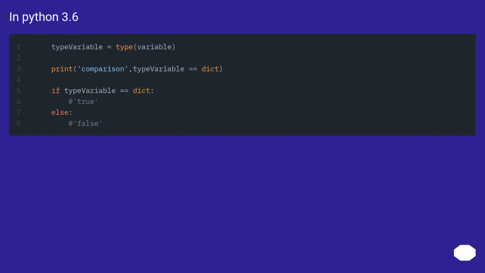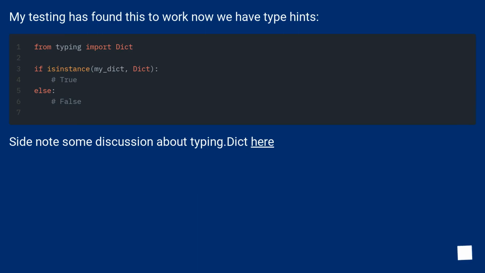In Python 3.6, my testing has found this to work. Now we have type hints. Side note, some discussion about typing.Dict here.